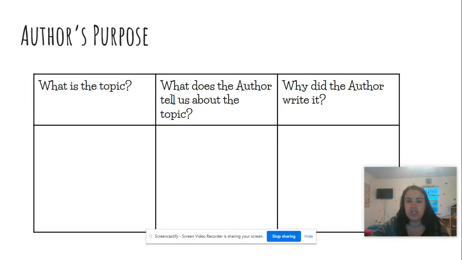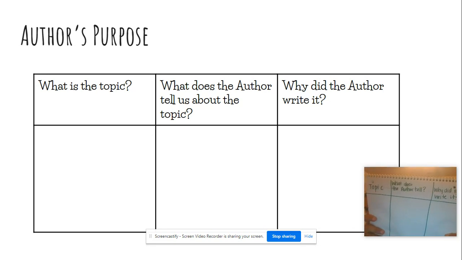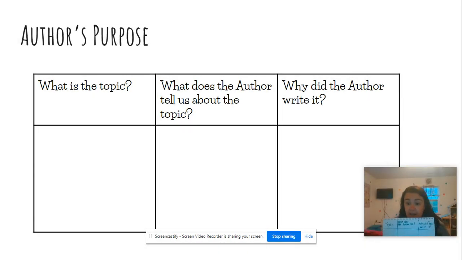So before we get started, I want you guys to take your notebook and just make this T-chart. I wrote topic, what does the author tell, and then why did they write it? And this is going to be how we record our information as we read today. So just like the one that you see on your screen right now: what is the topic? What does the author tell us about the topic? And then why did the author write it?